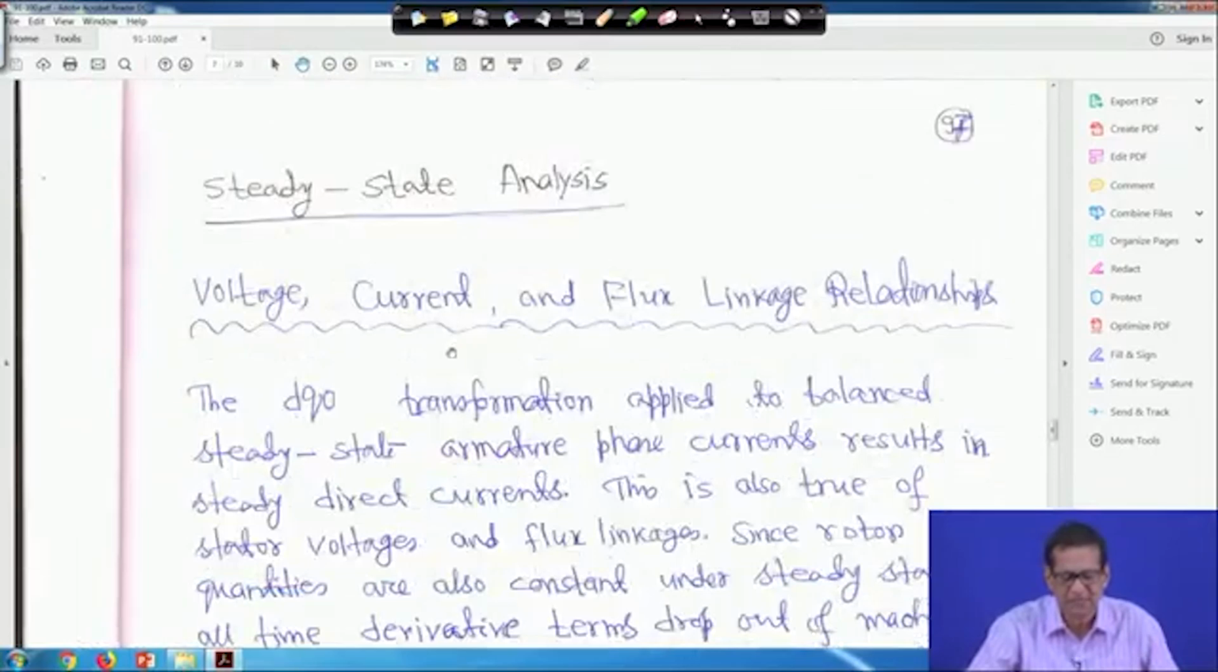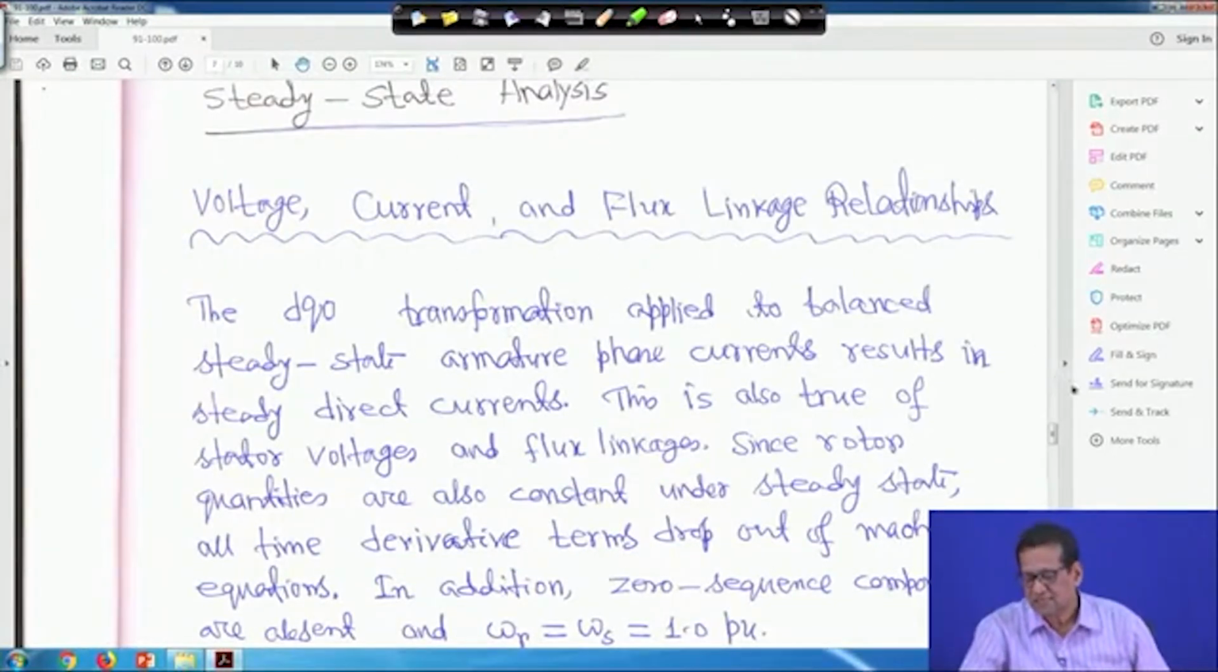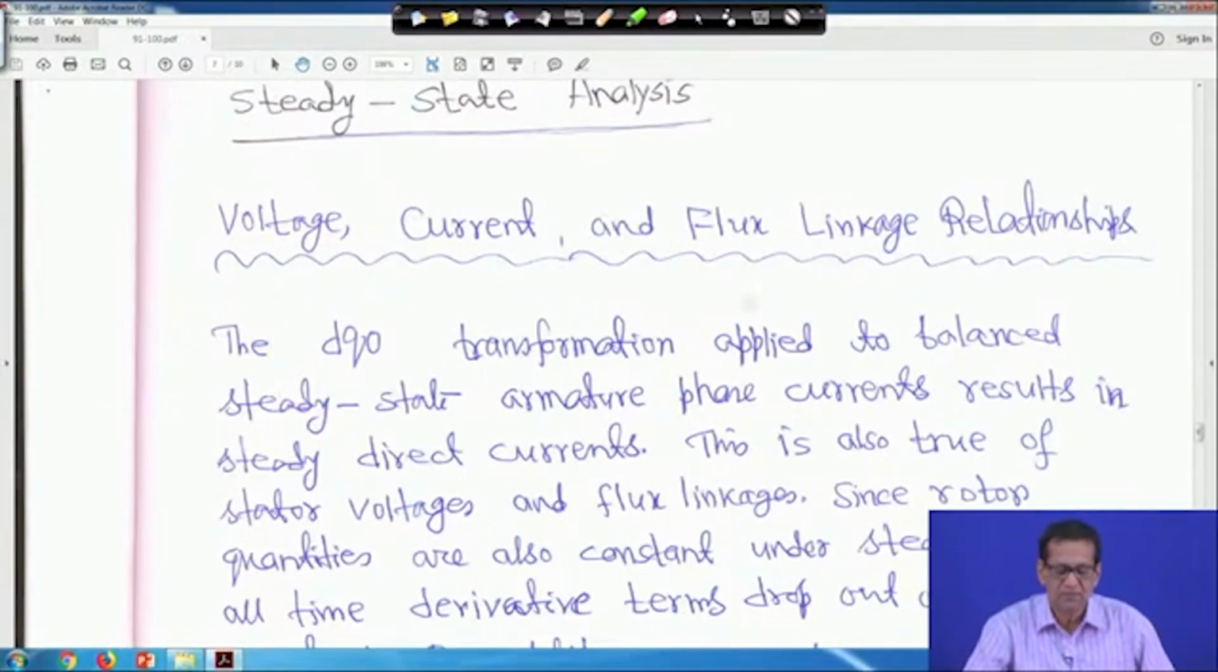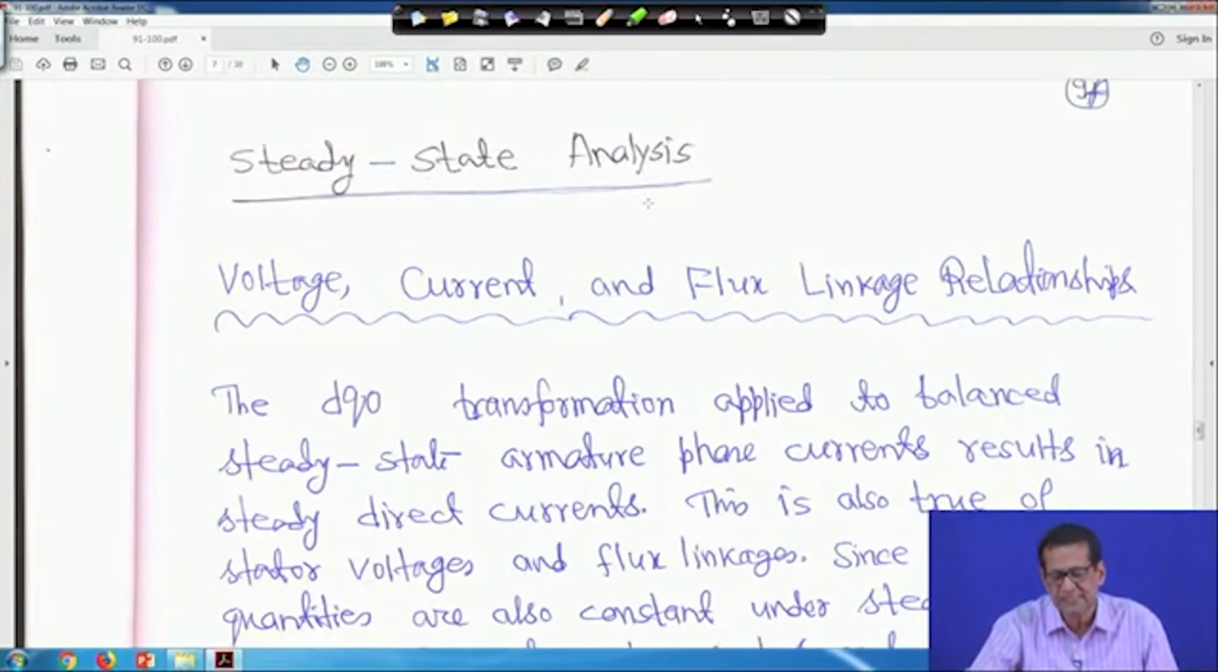From here we will start steady state analysis. Now, voltage, current and flux linkage relationship. Now we will come to the steady state analysis, and after that we will go to the dynamic analysis. A little bit of study is required for steady state analysis, right. So, voltage, current and flux linkage relationship.